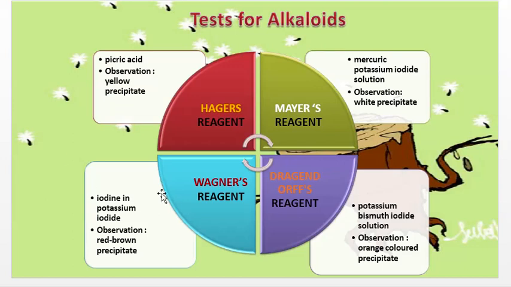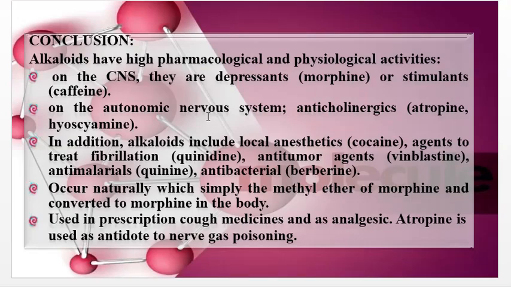Test for alkaloids: for example, for Mayer's reagent, this is a white precipitate. For Dragendorff's reagent, this is an orange precipitate. Wagner's, this is red brown, and Hager's, this is a yellow precipitate. And last, conclusion: alkaloids have high pharmacological and physiological activities on the central nervous system. They are depressants, morphine, or stimulants, as caffeine.